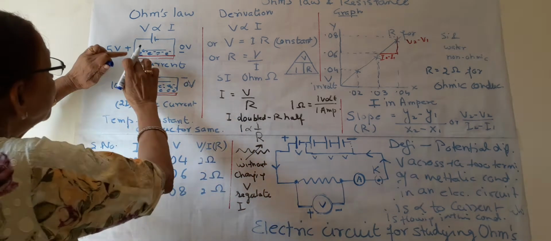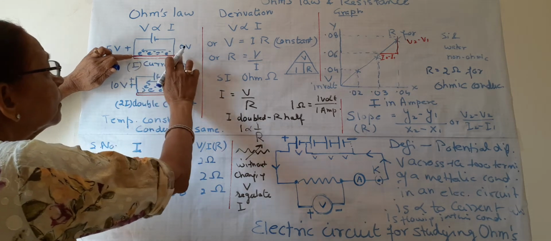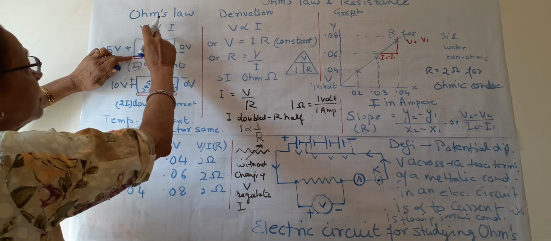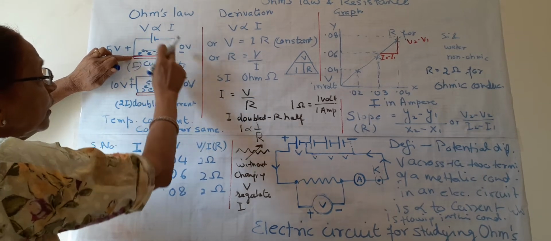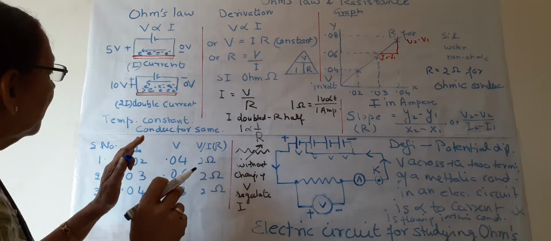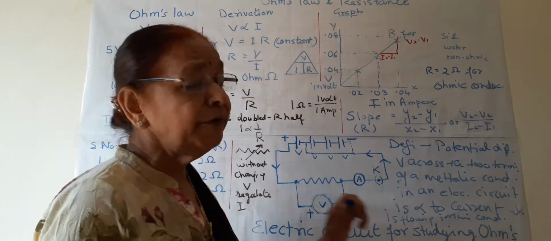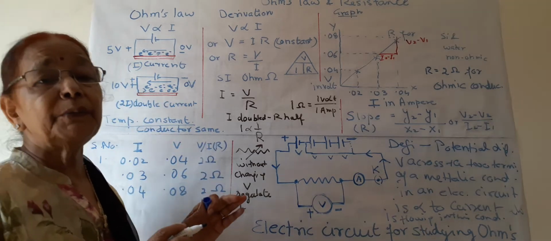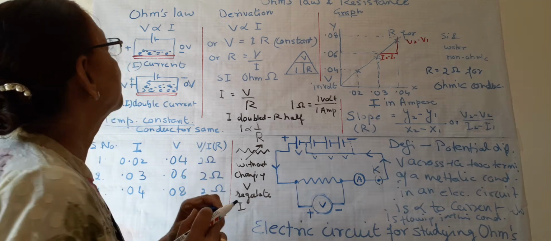But if it is joined to an electric circuit, there is some potential difference across the two ends of this metal. And this V is directly proportional to I. I is current which is flowing through this metallic conductor. It is directly proportional provided the temperature is constant. This is the definition of Ohm's law, first of all given by Ohm somewhere between the 17th and 18th century. So this is Ohm's law.